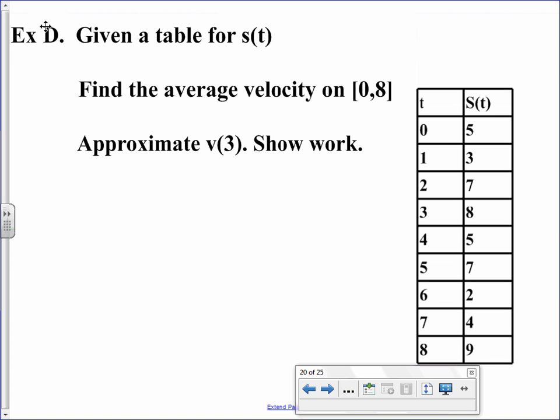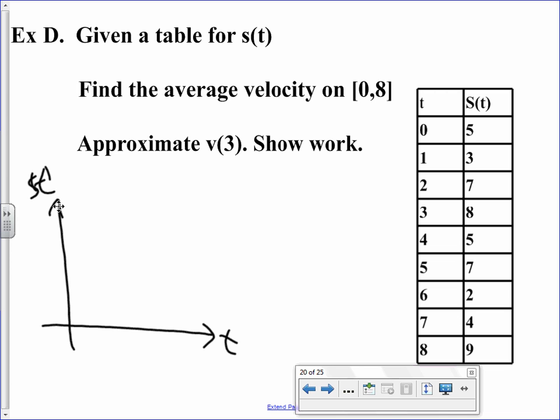Okay, we're just going to finish up exercises D and E from day 24 because we never did the table examples. So when you're given a table of values, you're basically just giving a finite number of points. You're not giving a whole function. So let's say we're given a table of values for position. So you don't have the whole position function.